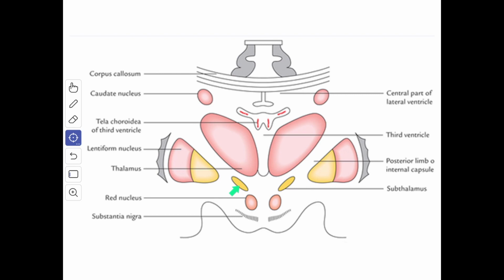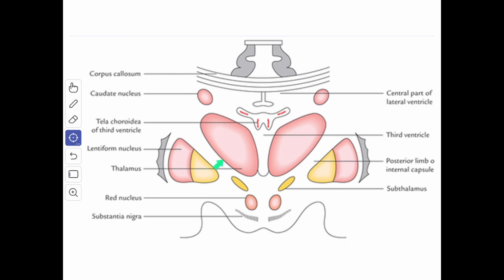It is fused with the subthalamus, while its posterior part is free, forming the inferior aspect of the pulvinar. The medial surface forms the greater part of the lateral wall of the third ventricle. So this is the third ventricle. So the medial surface of the thalamus forms the lateral wall of the third ventricle.